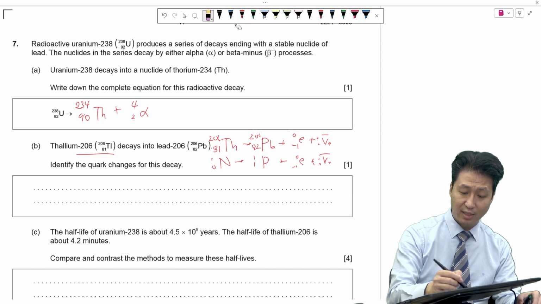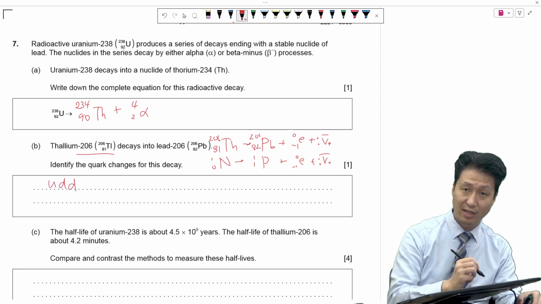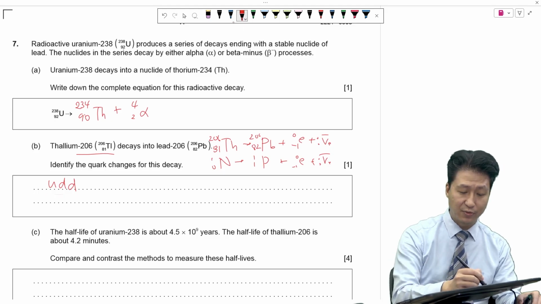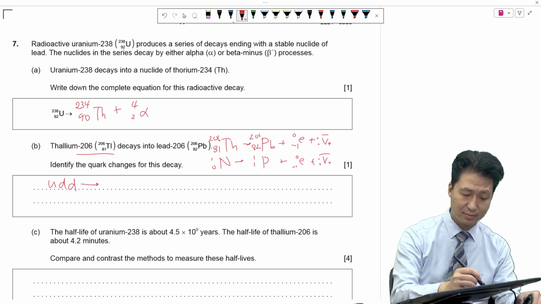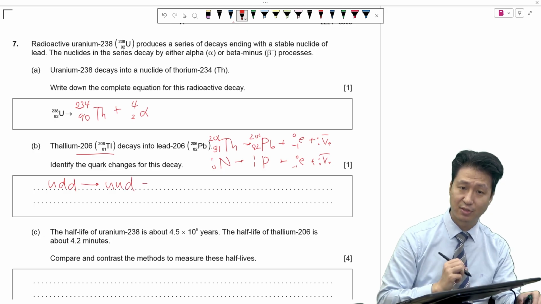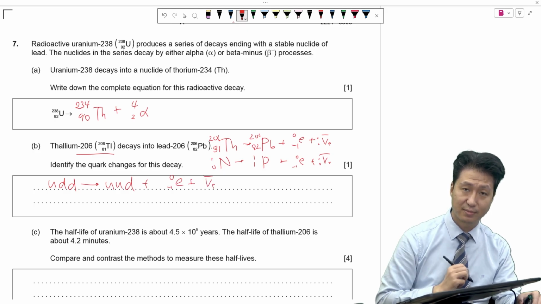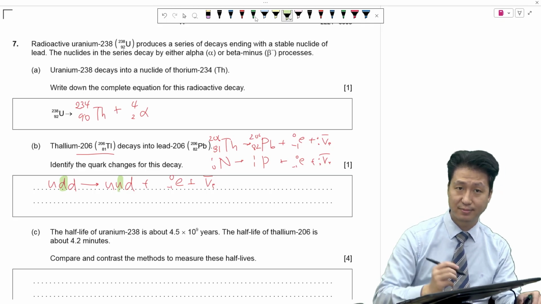So let's write the quark content of a neutron, which is up, down, down. Total charge is 0, and you use only the quarks in generation 1. This becomes an up, up, down, plus the electron, plus the neutrino. This implies that a down quark just turned into an up quark.